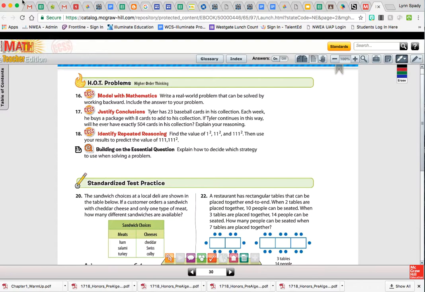Your homework for lesson 1-5 is to do the problem solving worksheet. If you have any questions, let me know. Otherwise, good luck.